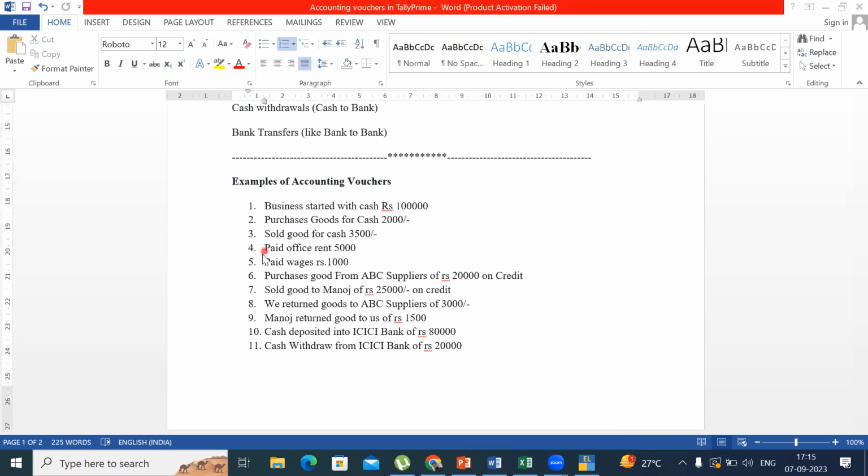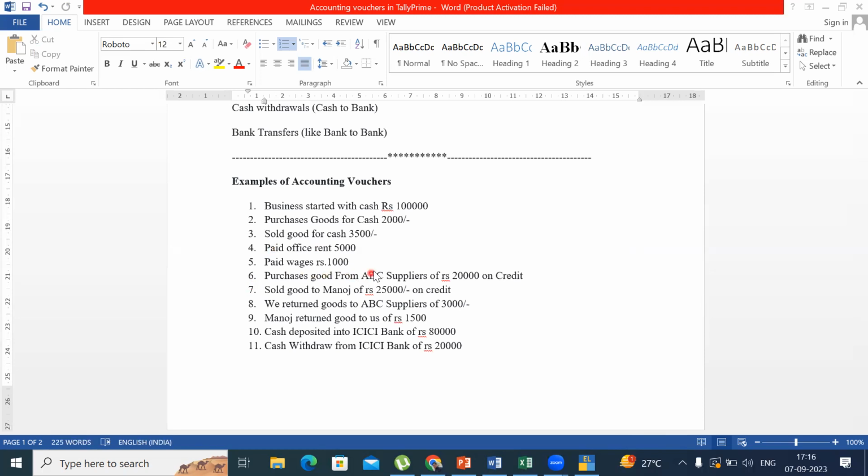The second one is paid office rent. Rent is an expense in nature, so as per the nominal account, office rent account debit to cash account. Similarly, the fifth one is paid wages, some amount like 1,000: wages account debit to cash. Again, you can observe the sixth and seventh transactions there.